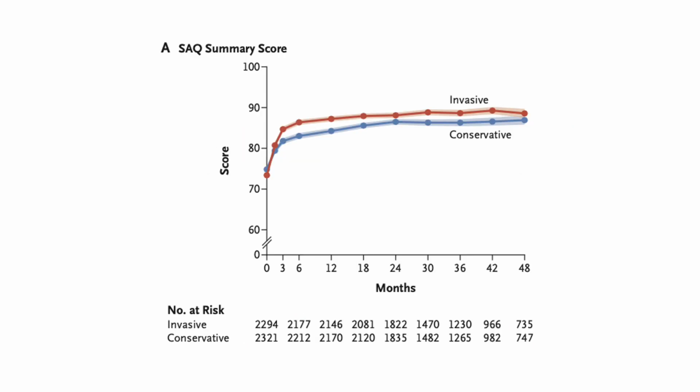Now, in a follow-up analysis of the ISCHEMIA trial, they did find that patients randomized to the invasive arm reported better anginal control compared to the conservative arm. So they used something called the Seattle Angina Questionnaire, and the summary score was significantly higher in people in the invasive arm compared to the conservative arm. When I look at this graph here, I can't really tell a difference, but the statistics said that they were separate.